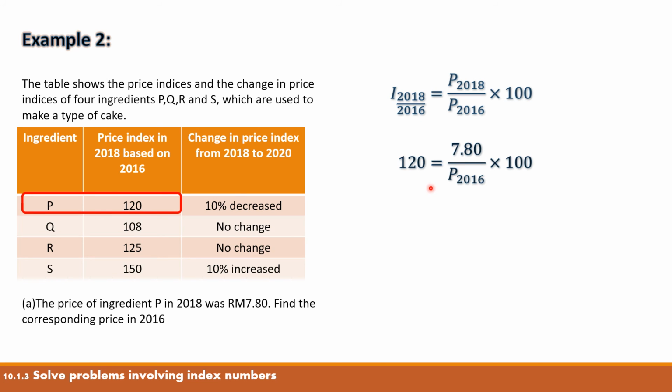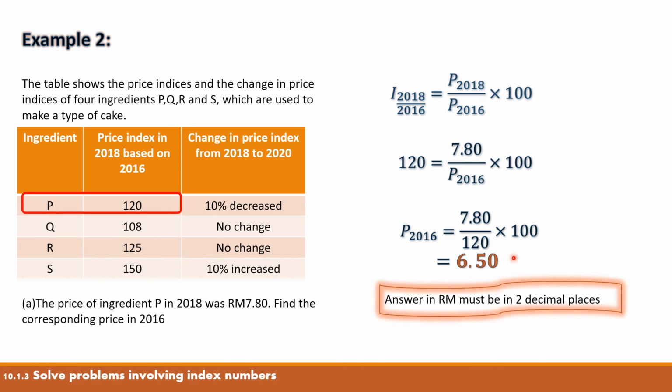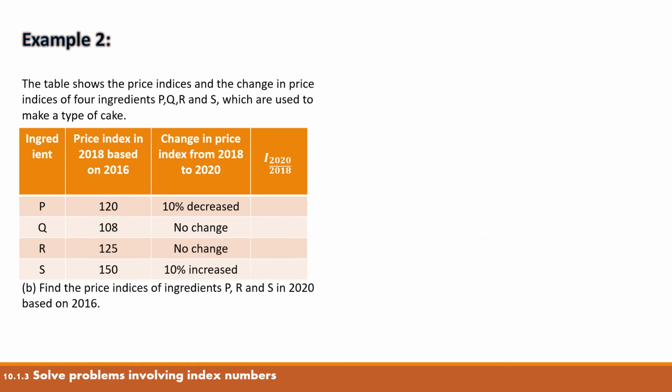Then we will have 120 equals 7 ringgit 80 cent, the price of P in 2018, over the price for 2016, which is required in the question, multiplied by 100. So the price of 2016 equals 7 ringgit 80 cent over 120 multiplied by 100, and you will get the answer, which is equivalent to 6 ringgit 50 cent. And once again, because the answer is in ringgit Malaysia, we must write it in 2 decimal places. Let's proceed with part B of this example 2.